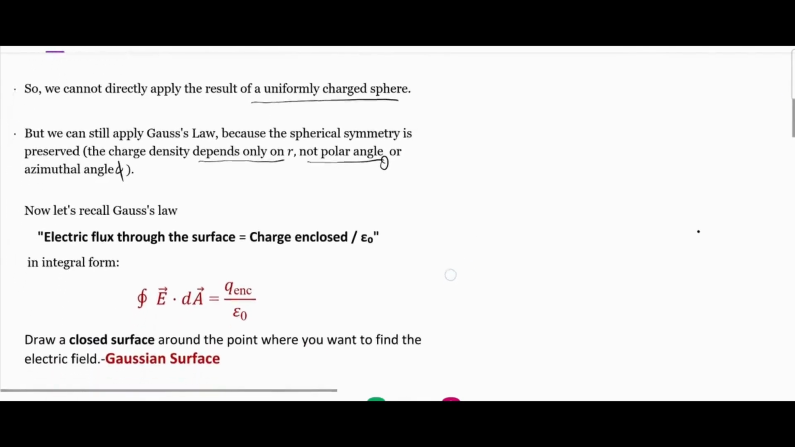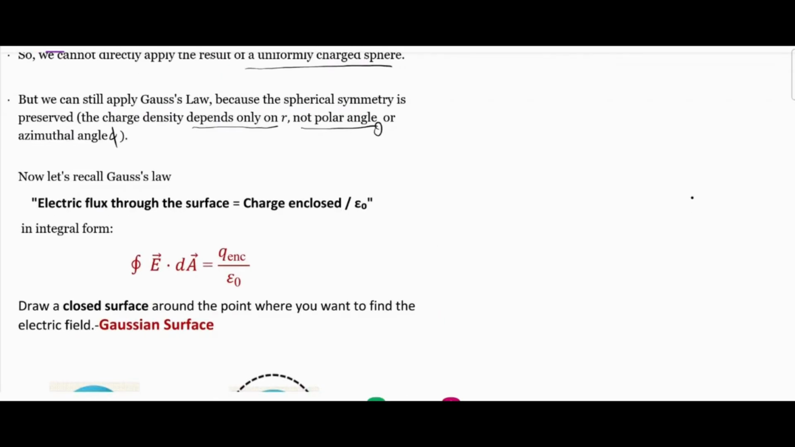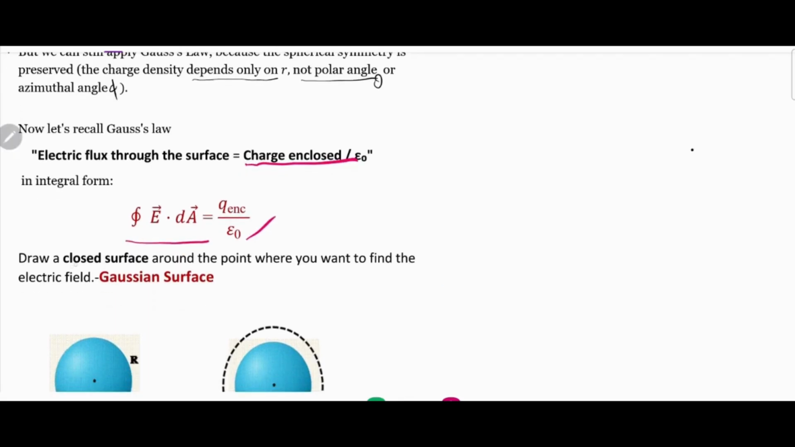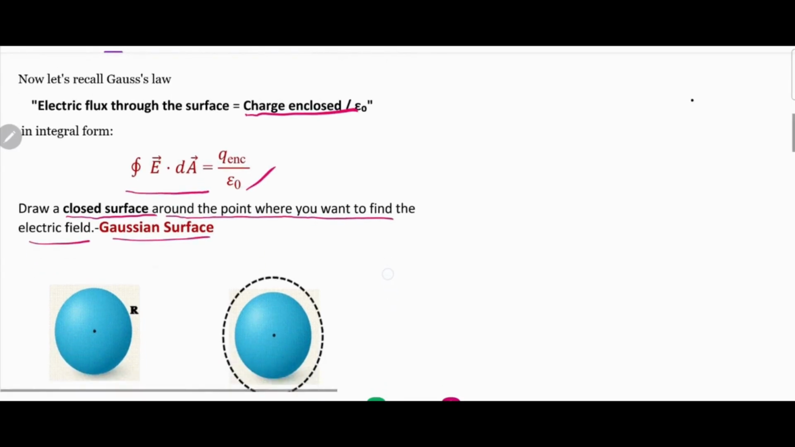So now let us recall Gauss law. It states that the electric flux coming out of a surface is equal to the charge enclosed within the surface divided by epsilon naught, that is the permittivity of free space. In mathematical form we can write integral E dot dA is equal to Q enclosed by epsilon naught. To solve a problem, we draw a closed surface around the point where we want to find the electric field, which is called a Gaussian surface, just like shown in this figure.